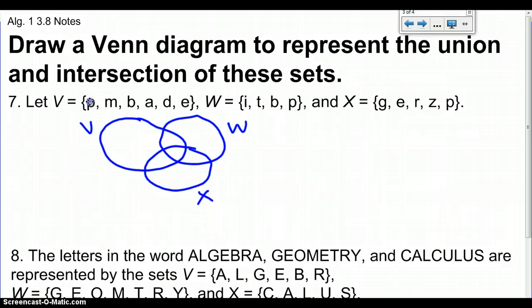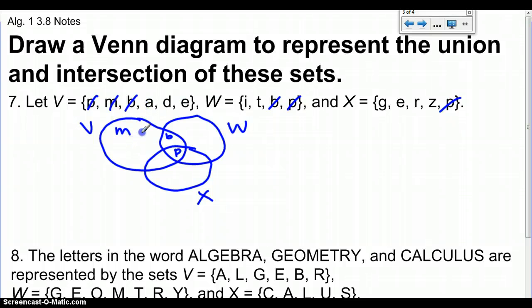So P, let's start with P. P is in V, P is in W, and P is in X. So P is in the center because it's in all three. And we could cross that out of all three of them. So let's go to M. M, if you look, is in only V, so we put M here. B is in V and W, so we put B right there because it's in the intersection between V and W, and we cross it off.